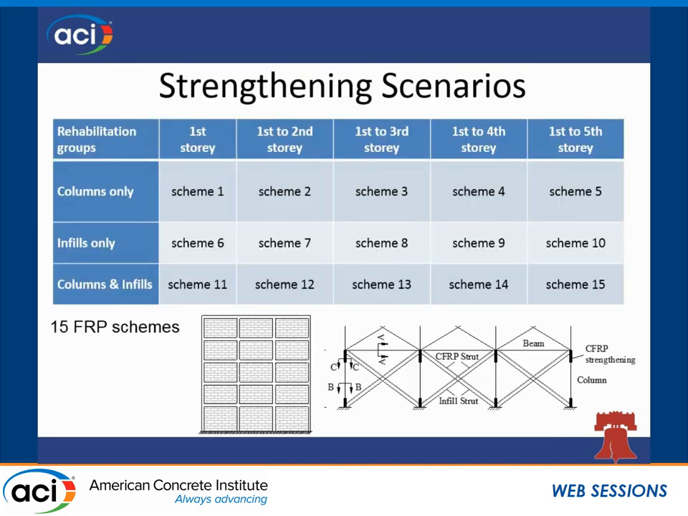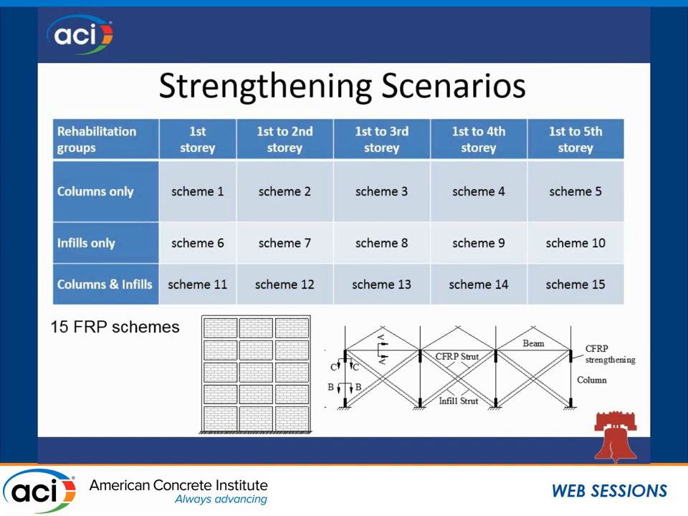Now, we have proposed 15 different strengthening scenarios. These are broken into the three rows here. First of all, columns only. So these would be schemes 1 to 5, where we've strengthened the first story, the first to second, the first to the third, and so on, for the whole height of the frame. Now the second row, schemes 6 to 10, refer to strengthening the infills only. So this is strengthening the ground floor, the first two floors, and all the way up to the full height of the frame. Now the third strengthening scenario is the strengthening of the columns and the infills. So these are schemes 11 to 15. And again, reaching from the ground floor right the way up to the top of the structure.